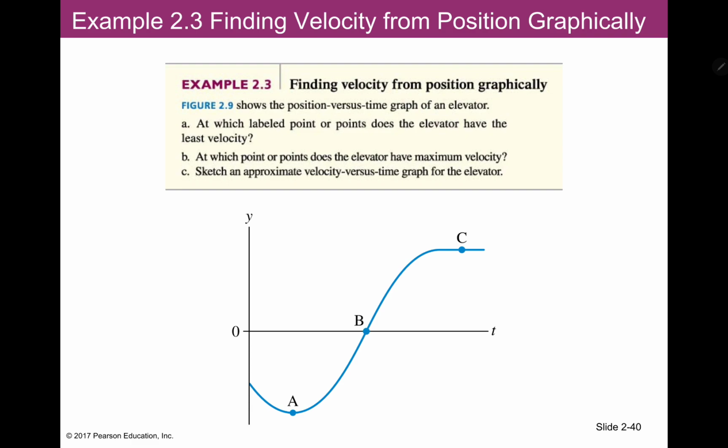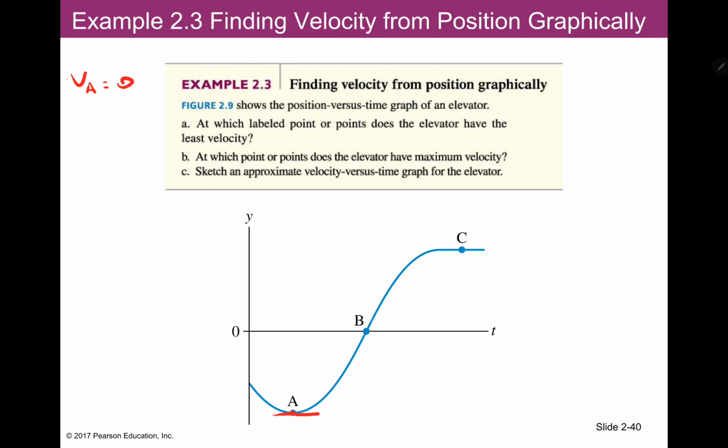Another question. We have a position time graph, and the question is, at which labeled point or points does the elevator have the least velocity? Least means minimum, the smallest value. So let's start from point A. At point A, if you pay attention, this part is horizontal, so no slope. So velocity at point A is equal to 0.